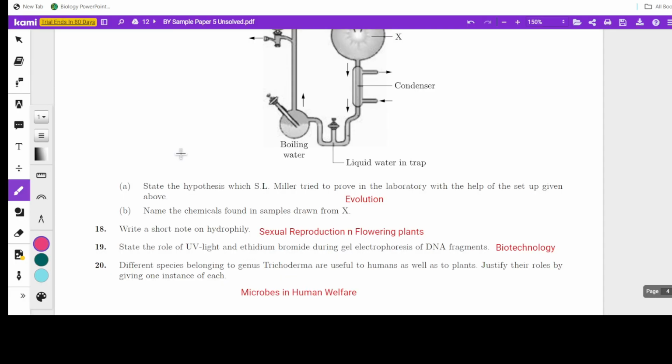Now, next question. State the role of UV light and ethidium bromide during gel electrophoresis of DNA fragments. Let's go to the chapter Biotechnology.